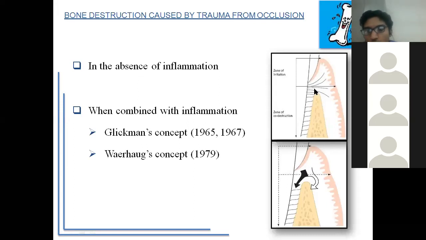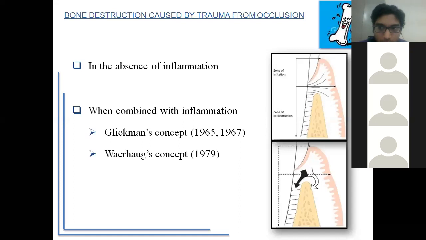Why is there no pocket formation in trauma from occlusion? Can anyone tell? In case of primary trauma from occlusion, why is there no pocket formation? Because of the altered pathway, it is directly affecting the... Why in primary trauma from occlusion is there no pocket formation? What is the difference between primary and secondary trauma from occlusion?